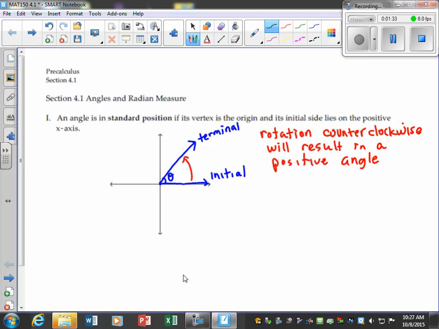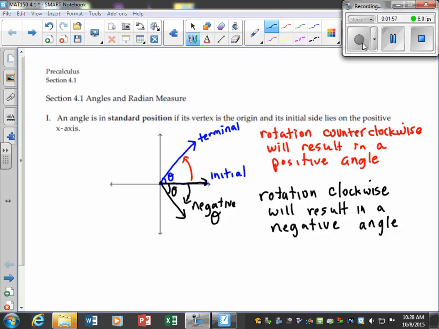Let me use a different color. This is my initial side, and this is my terminal, and I'm going in this direction. If I go in a clockwise direction, I will get a negative angle. So if this is theta, then that would give me a negative angle. So I'm going to make that comment to the side as well.